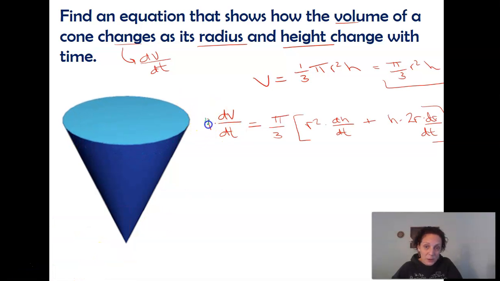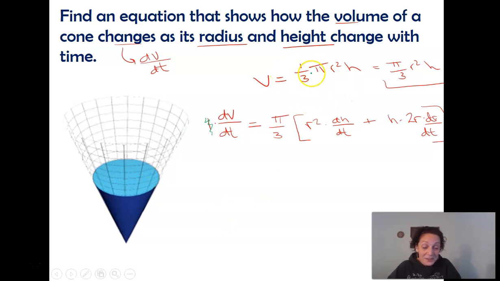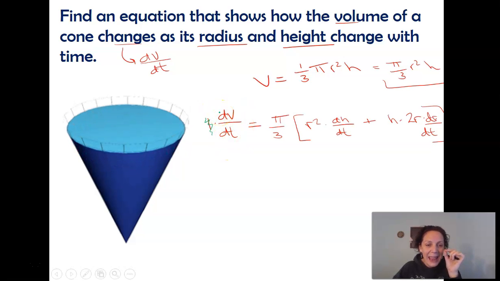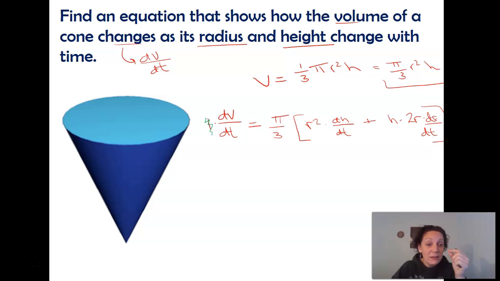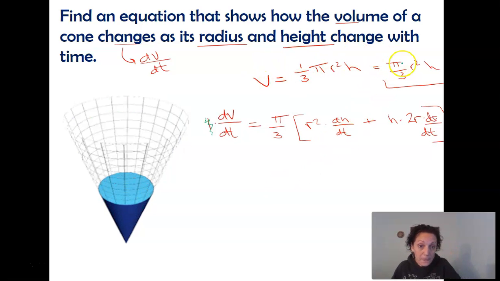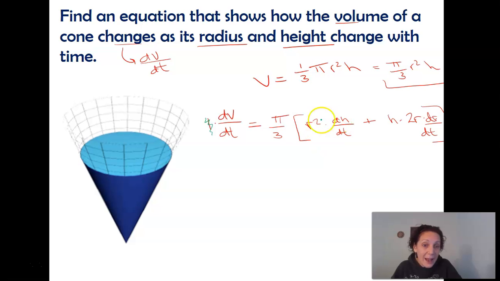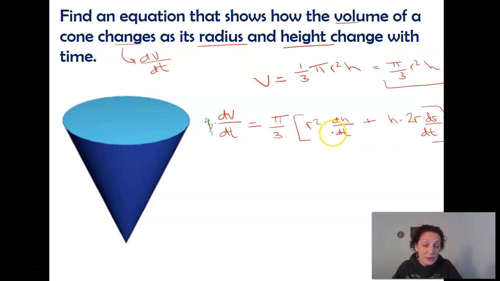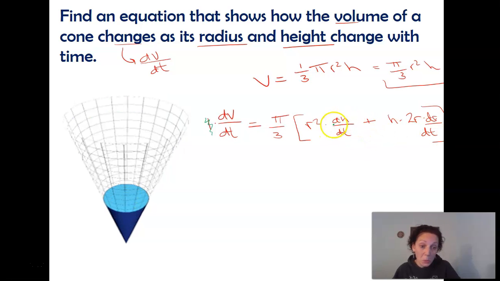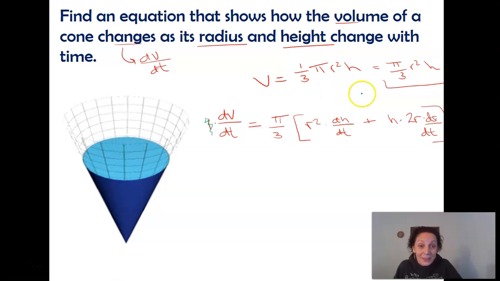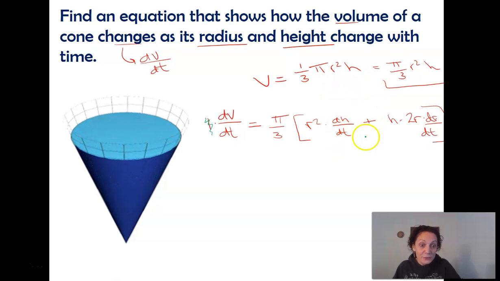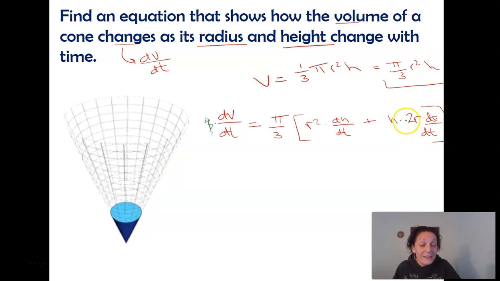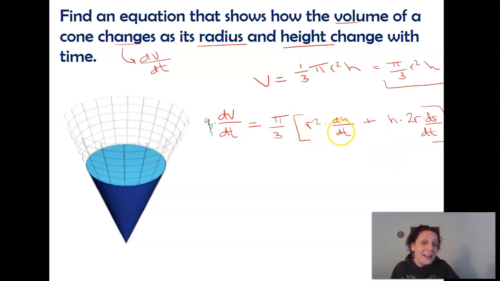Now look what I have here. I now can tell you how quickly the volume is changing at any instant, if you know the rate at which the height is changing and the rate at which the radius is changing. Okay, so is the height changing by a centimeter per second or a mile per minute? The faster the height is changing, the faster the volume is going to change. Same thing with r. The faster the radius is changing, the faster the volume is going to change. Is the height growing?